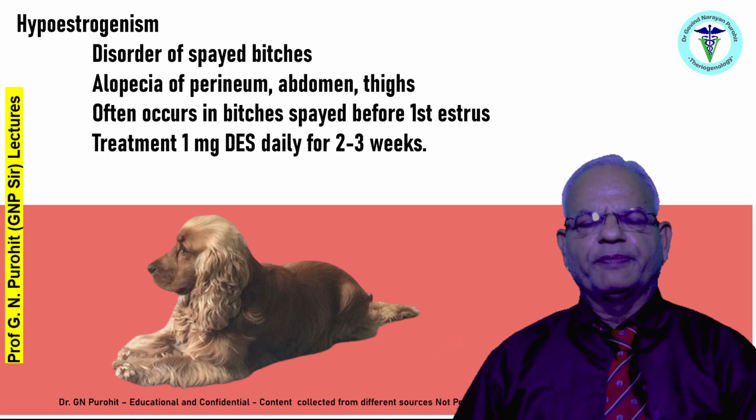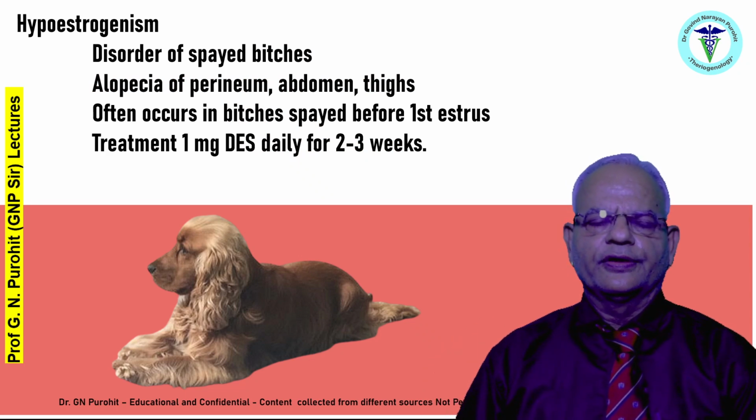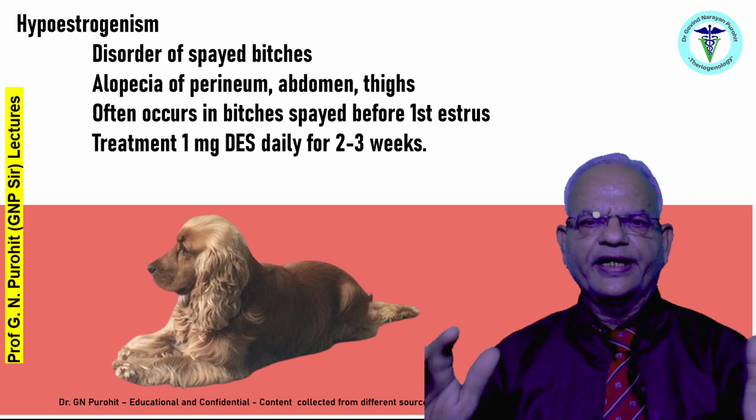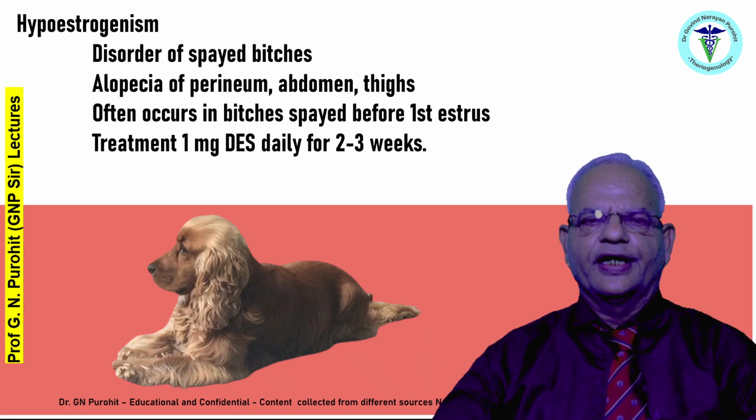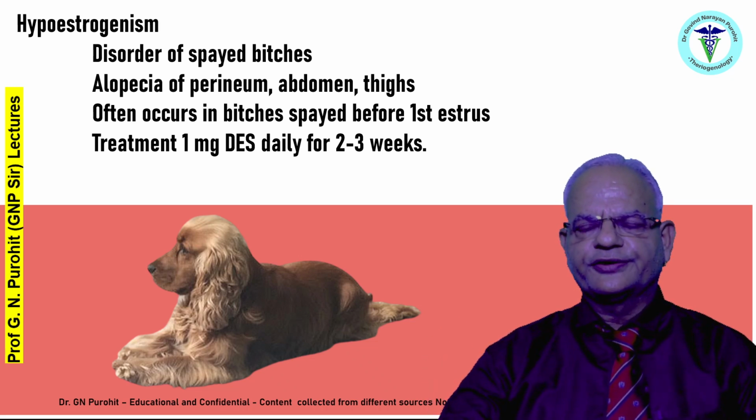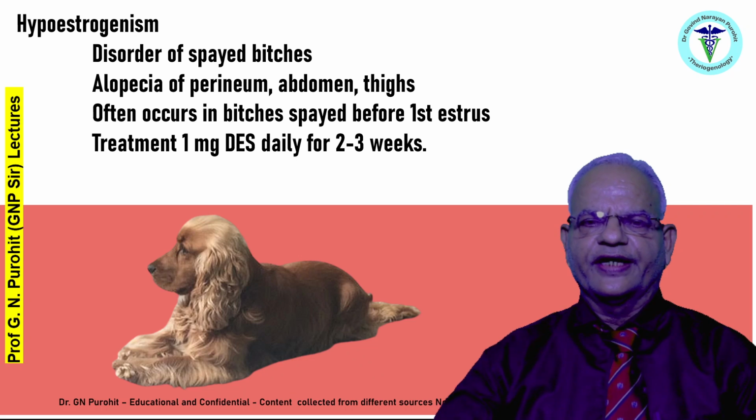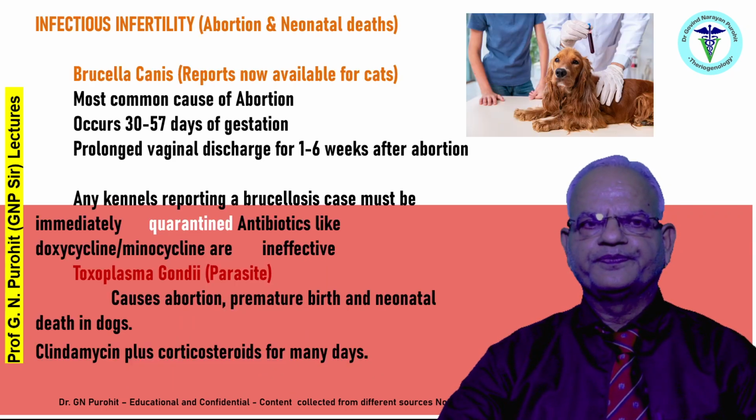Hypoestrogenism is a disorder of spayed bitches. Once your dog has undergone spaying, then there will be alopecia of perineum, abdomen, thighs, and it often occurs in dogs spayed before the first estrus. The treatment is oral administration of diethylstilbestrol for 2 to 3 weeks.